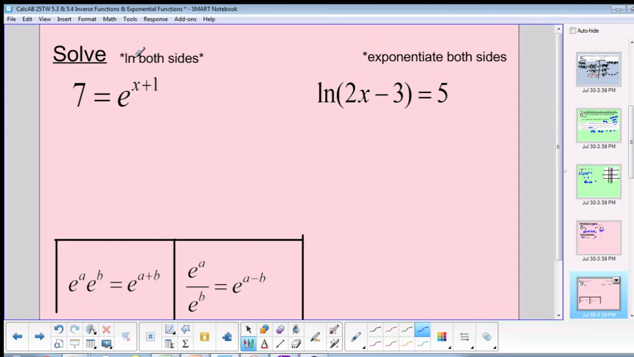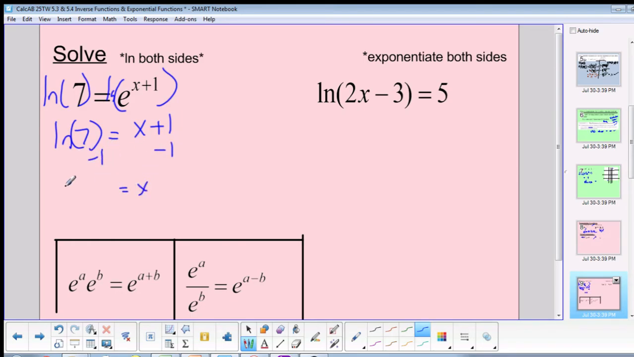The way you're going to have to solve this is sometimes you have to log or natural log both sides. So I'm going to natural log both sides of the equation. On this side will be natural log of 7. That's just some number. And when you natural log e to the exponent, that just becomes x plus 1. So if I want to solve for x, subtract 1 on both sides, and I get x equals natural log of 7 minus 1. You plug that into a calculator, you get some value. And there's your answer. I'll leave it like this, though.